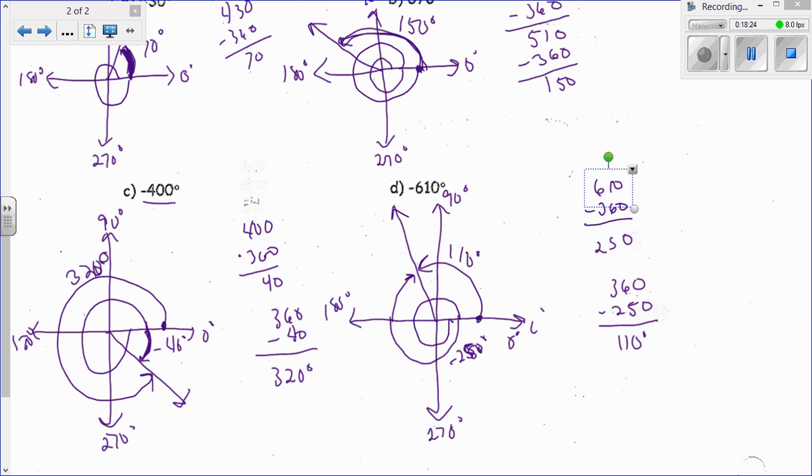All right, so some of this was a little bit of review. Some of this was brand new to you. But coterminal angles start and end in the same spot. They just have a different number of rotations around the origin.